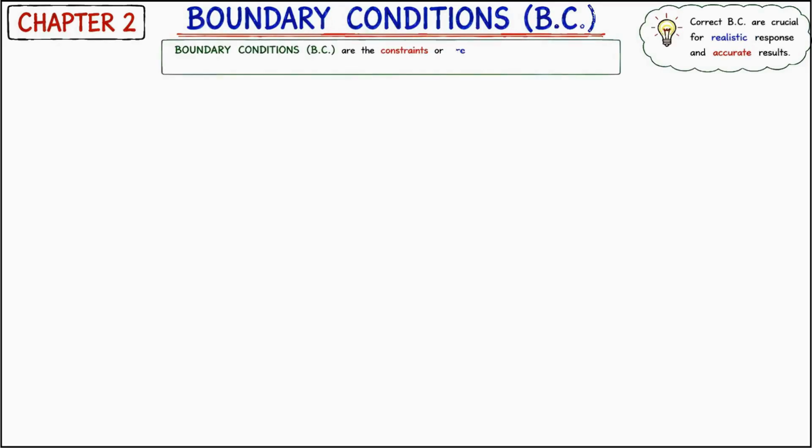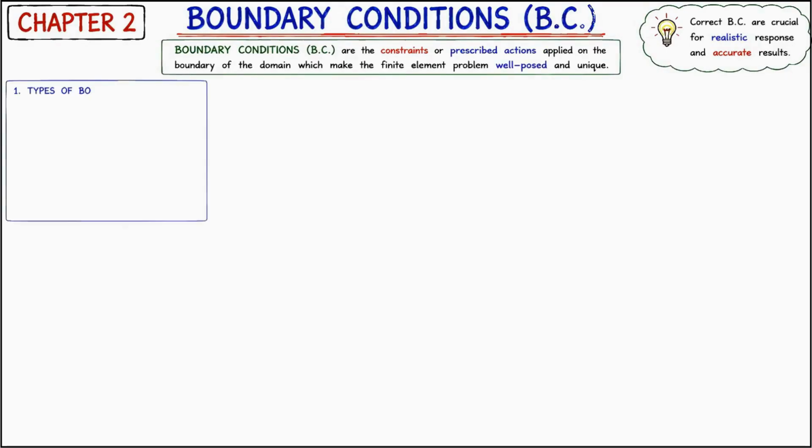This is done using boundary conditions, or simply BC. Boundary conditions are the constraints or prescribed actions applied to a structure. They define how the structure behaves at its boundaries. Without proper boundary conditions, a finite element problem cannot produce a unique and meaningful solution. There are three main types of boundary conditions.